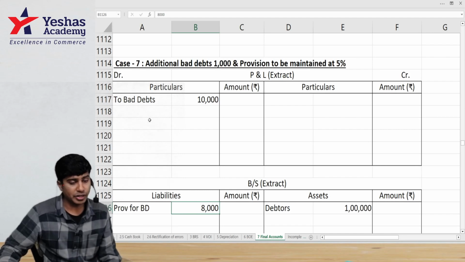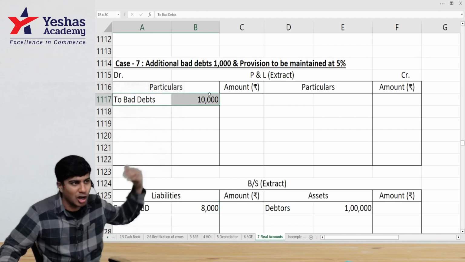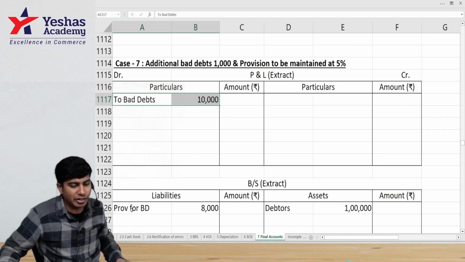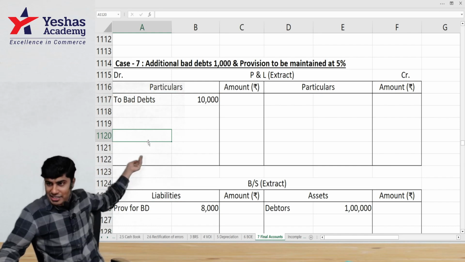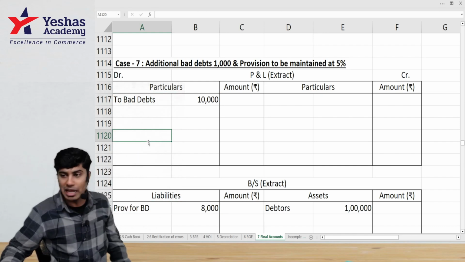Now, I don't have to deduct this bad debt from my debtors because it's already deducted. I don't have to write this provision in my P&L because it was previously created and debited as an expense. Now it is recorded only as a liability.